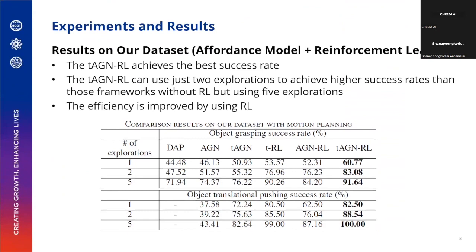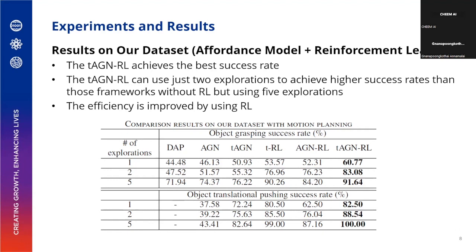Now we include the RL here also. This table shows the comparison results between the methods with and without RL. Having RL here means we have the RL pipeline in the system. So our proposed method can achieve the best success rate.